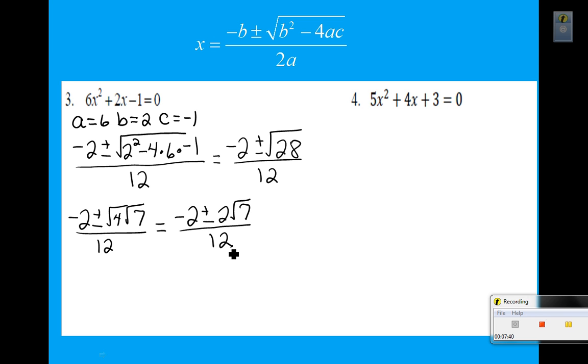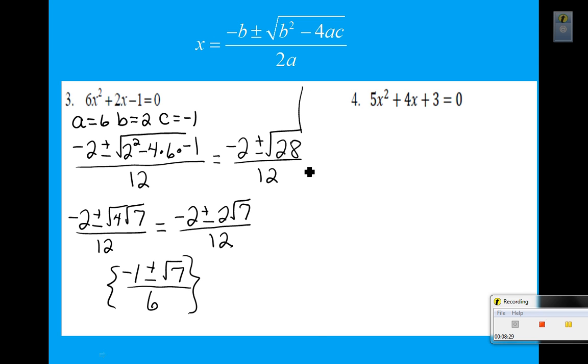Normally we would be done right now, and I call this the triangle. Look at the numbers right there, there, and there: the negative 2, the 2, and the 12. See if you can find a number that goes into all three of those. It's got to go into all three of them. In this case, 2 goes into all of them. So here's my ending answer. Negative 2 divided by 2 is negative 1, plus or minus 2 divided by 2 is 1 times the square root of 7, all over 12 divided by 2 is 6. So there's my final answer. You can't simplify it anymore because of that radical.